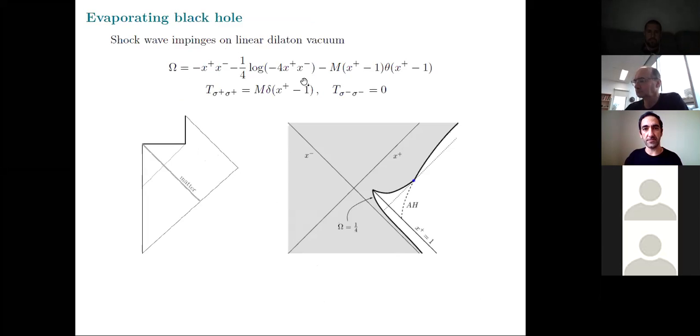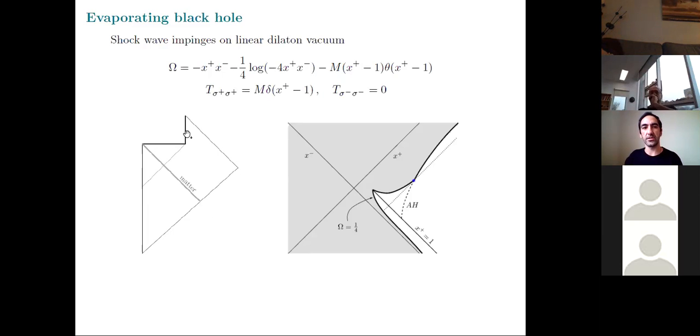Here's the linear dilaton vacuum part of the solution. And then there's just some step function, which corresponds to some delta function shockwave that you send in. So the Penrose diagram looks like the usual ones we draw in higher dimensions. You send in a shockwave, you create a black hole, it evaporates, and then you have the Minkowski space left at the end.